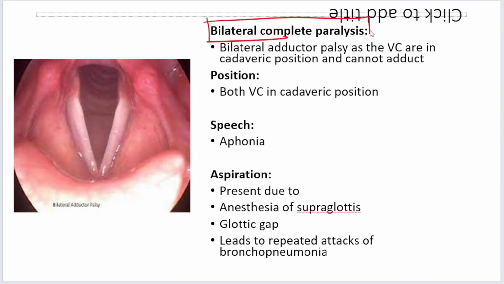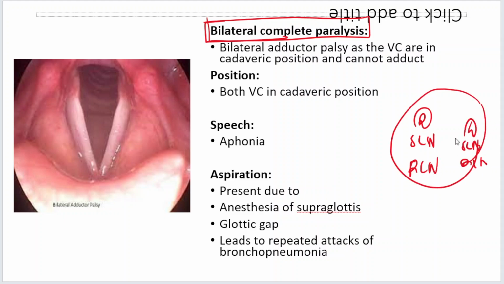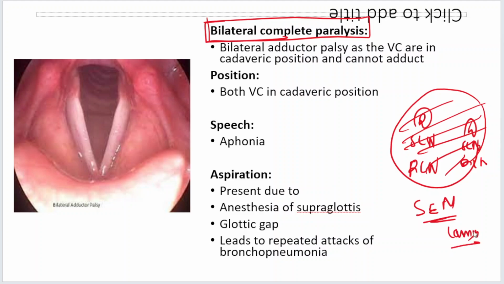What is bilateral complete paralysis? Right sided superior laryngeal nerve and recurrent laryngeal nerve, and left sided superior laryngeal nerve and recurrent laryngeal nerve, all of them are gone. The entire sensory and motor innervation of the larynx is gone. What happens in such cases? Both the vocal cords will be in cadaveric position and there will be no sensation at all of the larynx.